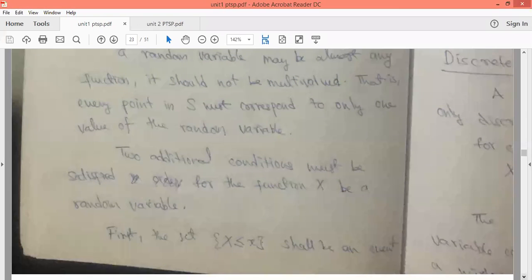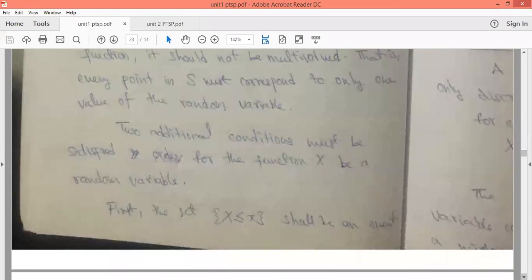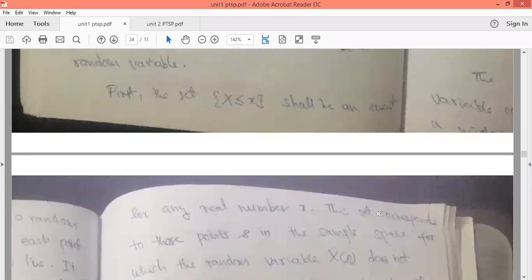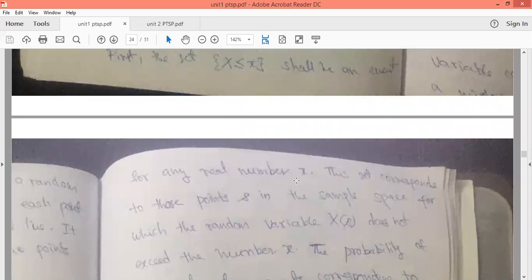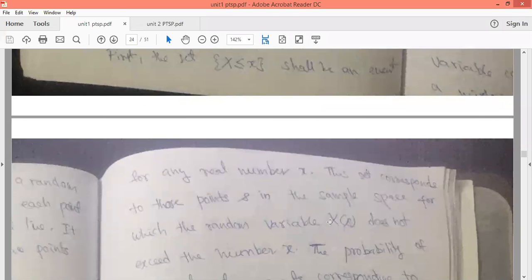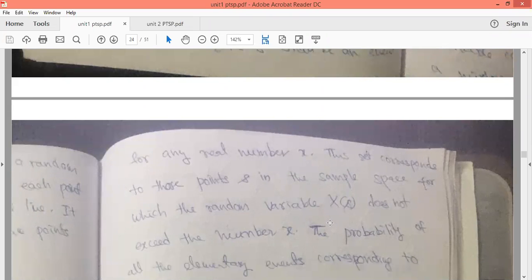Now, what are the other two conditions? The first one is that {X less than or equal to x} shall be an event for any real number x. This corresponds to those values s in the sample space. How did you get X less than or equal to x? We got this from the values in the sample space. It means that however many elements you have in S, the same number of elements you have in X of S. So X of S does not exceed the number x.